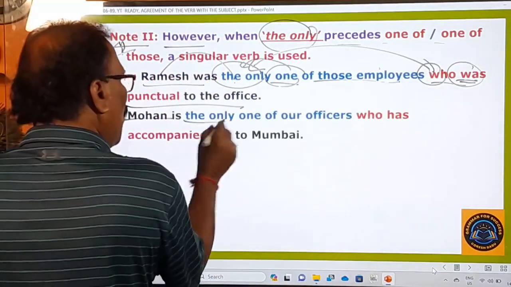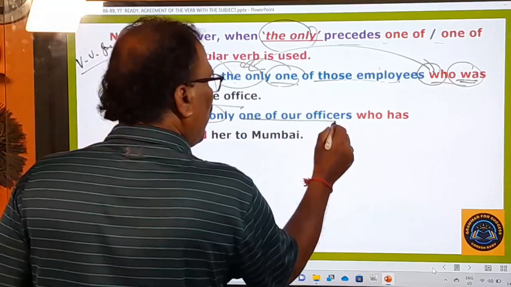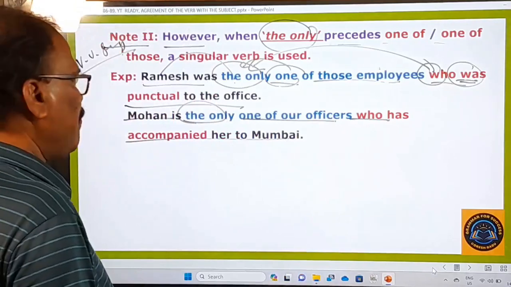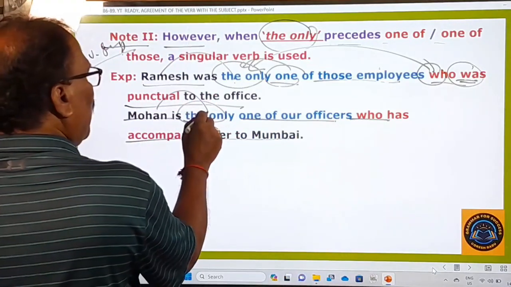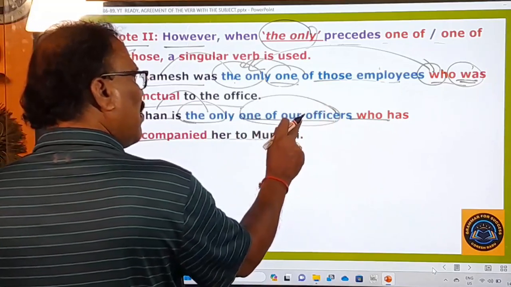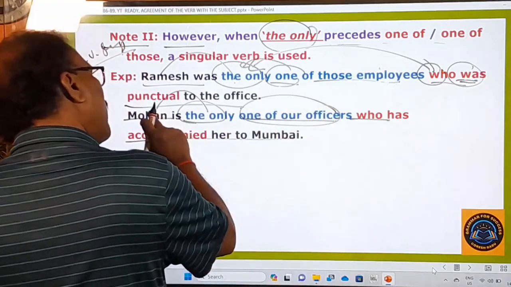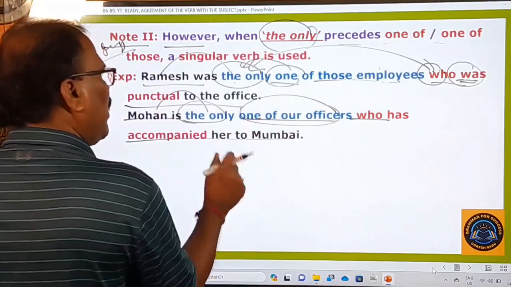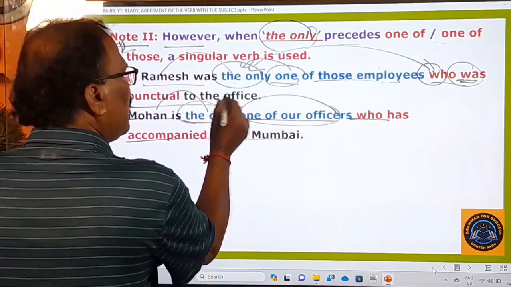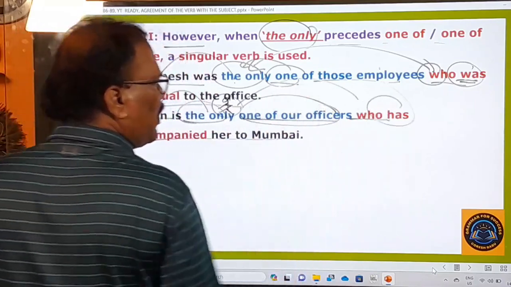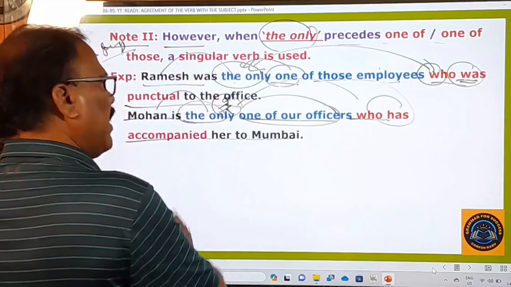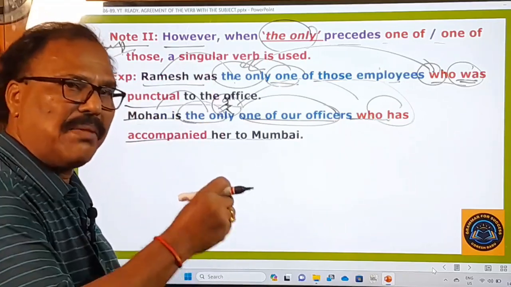Mohan is the only one of our officers who has accompanied her to Mumbai. There are so many officers in the firm, but this Mohan is the only one officer. When you say only the officer, then that becomes only a single person. When it is the single person, the verb must always be the singular one. Please, you read these examples again and again so that you can understand the main point of them.